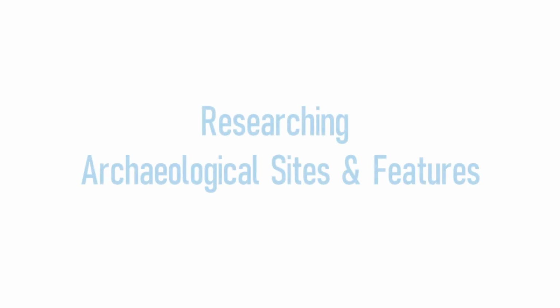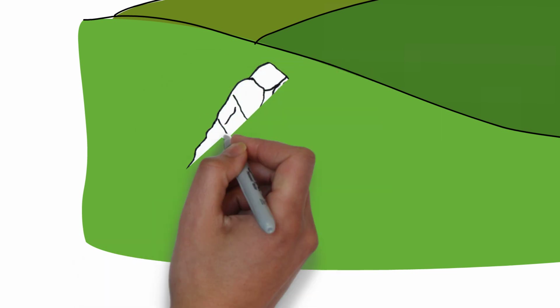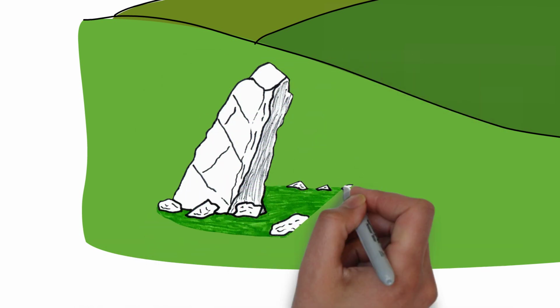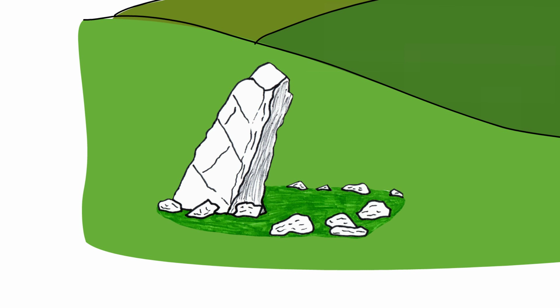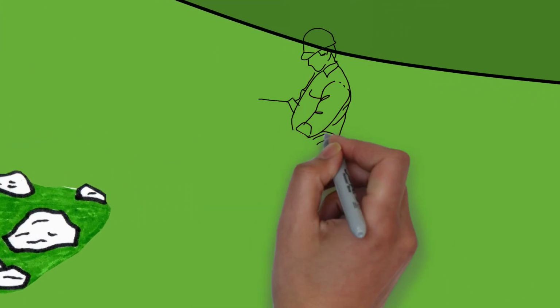Welcome to this video, which will provide a basic overview of how to research archaeological sites and features within the United Kingdom. The term site is generally given to an area where past human activity has occurred and the physical remains still exist, which may include features within the landscape and artefacts.